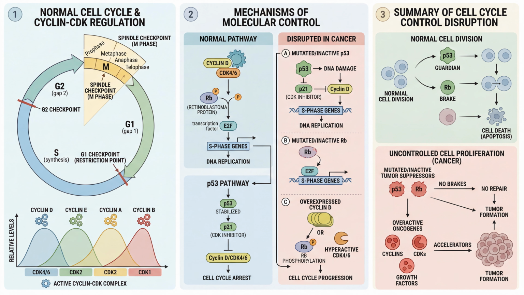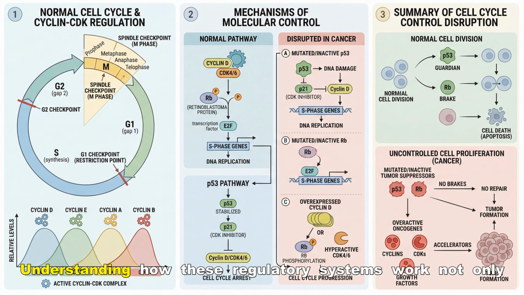Additionally, many cancer therapies target rapidly dividing cells by interfering with cyclin CDK activity or DNA replication. Understanding how these regulatory systems work not only helps you answer passage-based questions, but also provides a framework for thinking about disease mechanisms and treatment strategies.